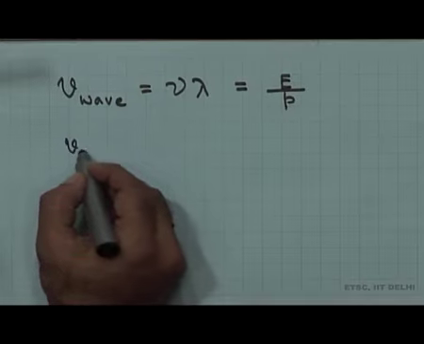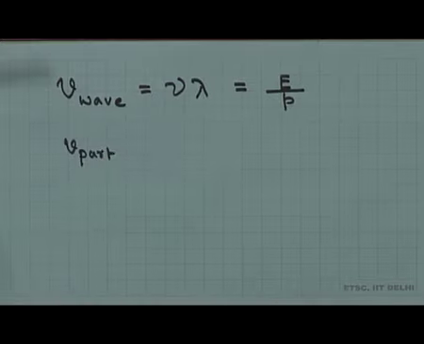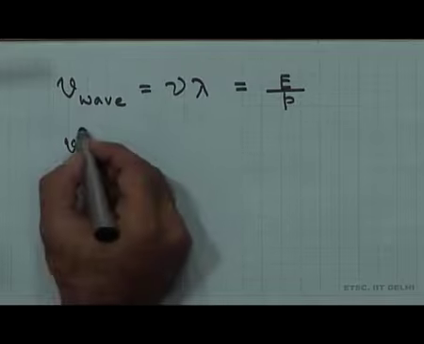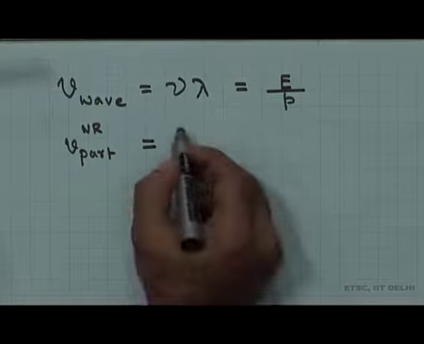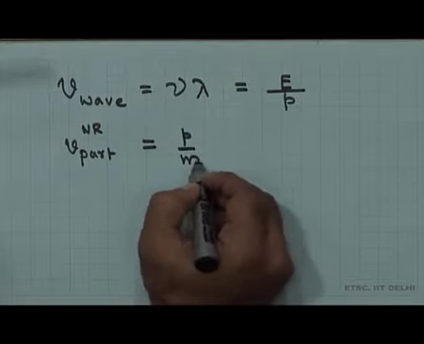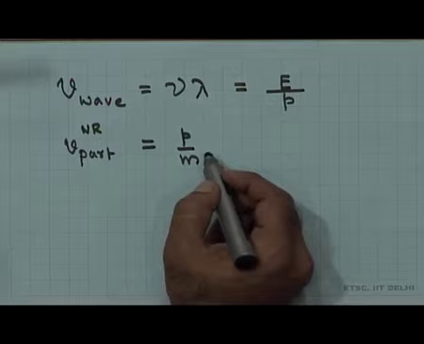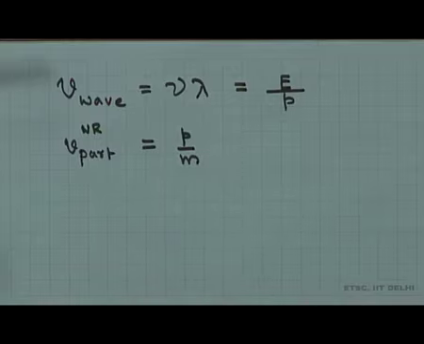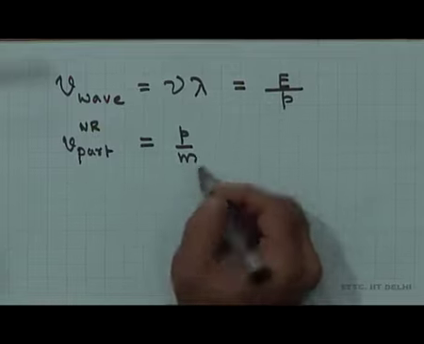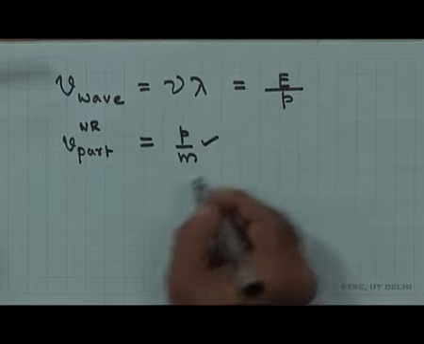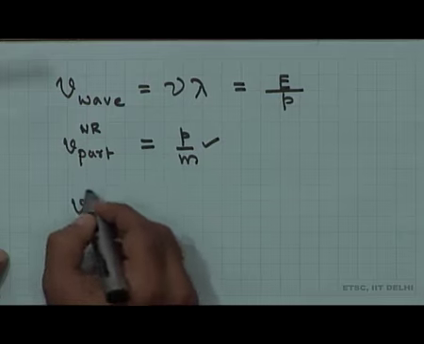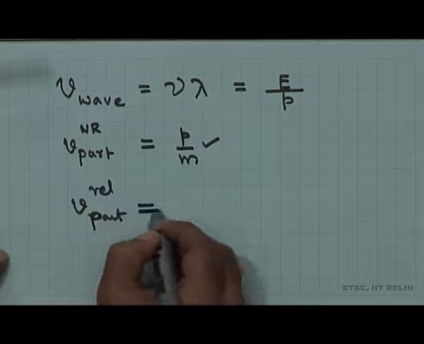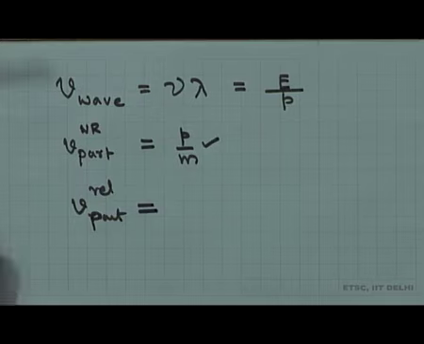Now what we shall do is to write v particle both in the case of the non-relativistic relation and the relativistic relation. In the non-relativistic relation, v is simply given by p by m, and that is it. You do not have to express it in terms of energy. In the relativistic case, v of the particle will be slightly different, so I will have to work that out.